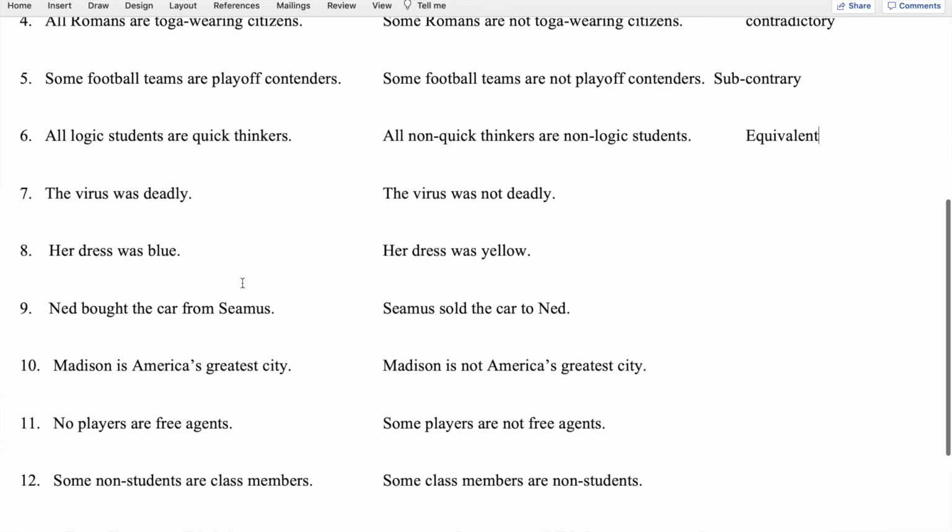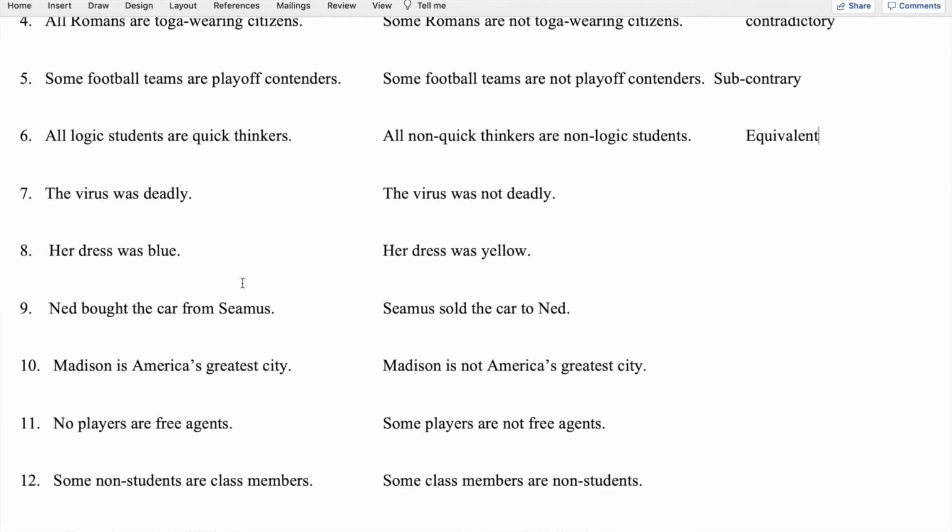Number seven, the virus was deadly. The virus was not deadly. Now, obviously, these cannot be true at the same time. And so we would ask, well, what about the denial of the statement? In this case, we're talking about a single entity making up the whole category, or in other words, the word virus is referring to just a single organism. So there's only one member of the category. So it's not possible to make a particular as the denial.